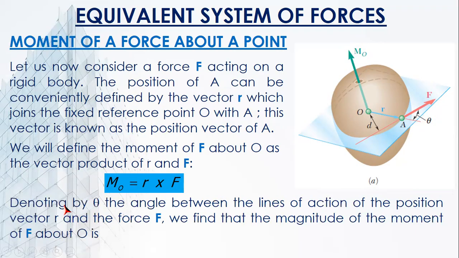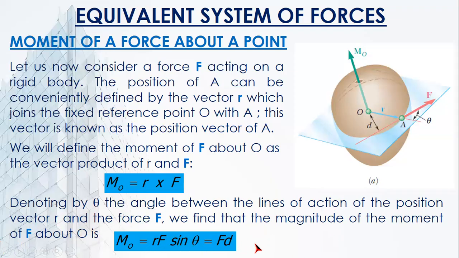Now, denoting by theta the angle between the line of action, or the position vector R, and the force F, we find that the magnitude of the moment of F about O, the second condition of the vector product, is RF sine theta.